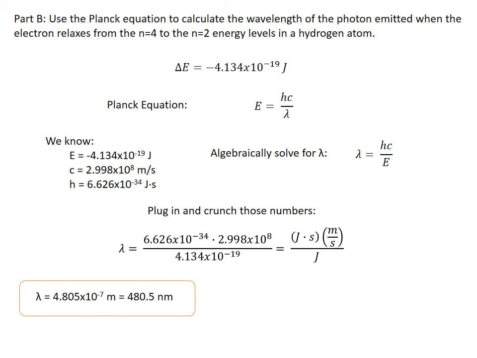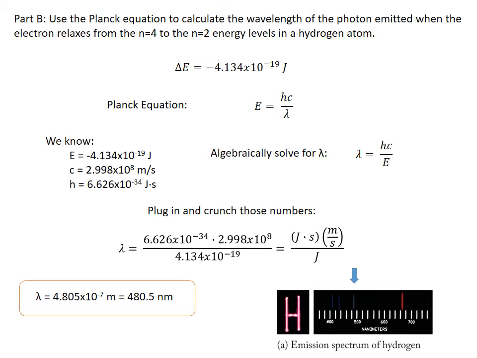We crunch those numbers and we get an answer of 4.805 times 10 to the minus 7th meters. If we convert that to nanometers, multiply it by 10 to the 9th, we get 480.5 nanometers. If we look at the hydrogen emission spectrum, we can see that there is a blue-green band right there at about 480. So we've been able to correlate this to our observed emission lines.